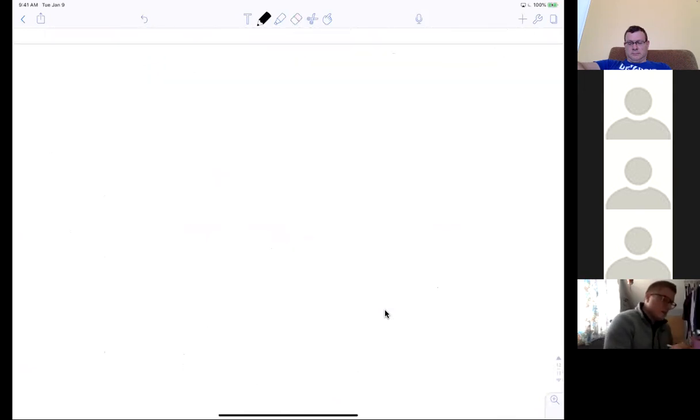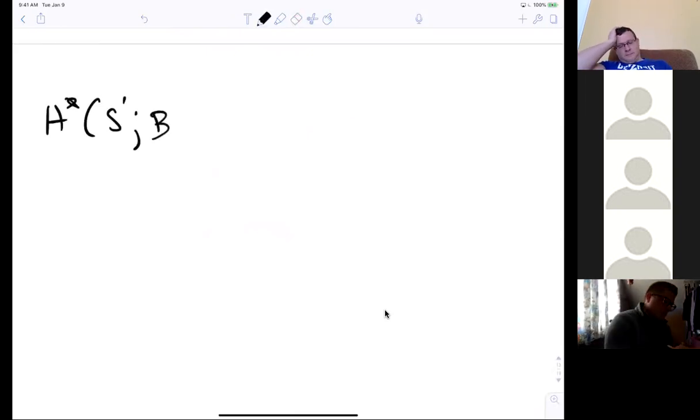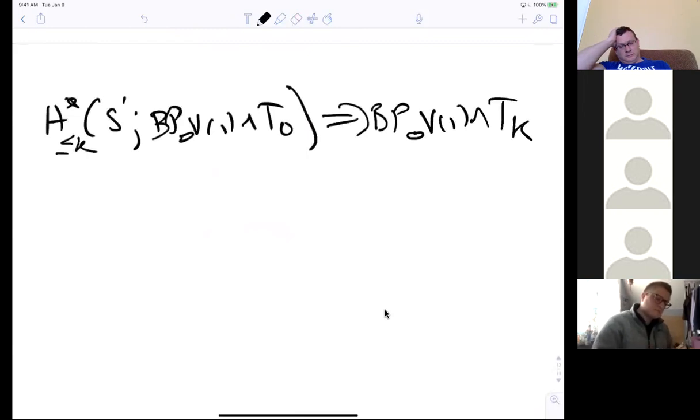And then we really need to know something about the homotopy fixed points as well. So you have a homotopy fixed point spectral sequence going from BP star V of 1. Let me just write T0, so that's really THH of K theory of finite fields, or MJ. And then this is going to converge to, so we're going to put less than or equal to K here, so that this converges to BP star V of 1 smash TK.